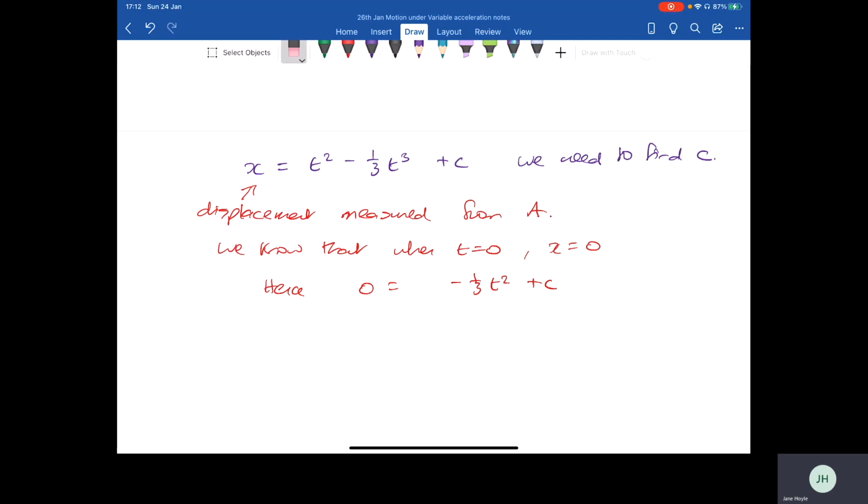I was supposed to be subbing those in, wasn't I? So it's going to be 0 squared minus a third times 0 cubed plus c. So c is 0. Now, that's not always the case. So quite often you might get a situation where we're starting 10 metres away from point A, or we might be starting 5 metres behind point A. So be really, really careful in the question to help you to work out that constant. So that means that x is equal to t squared minus a third t cubed.